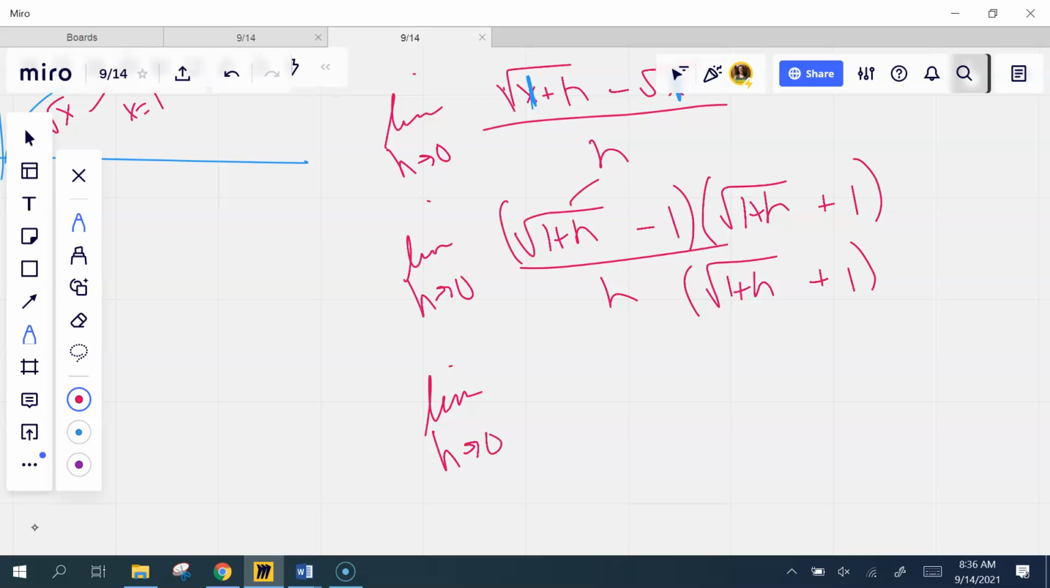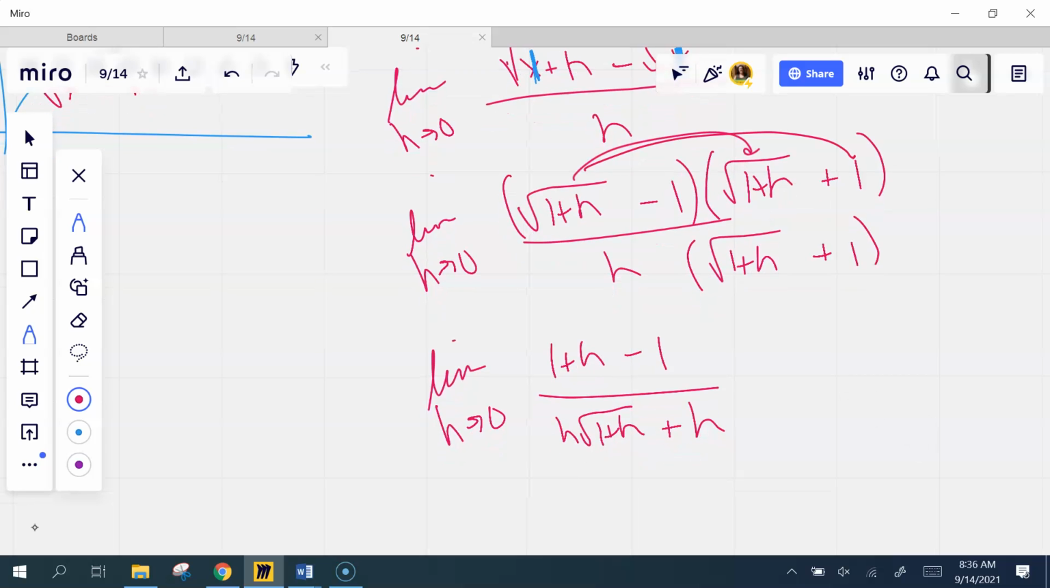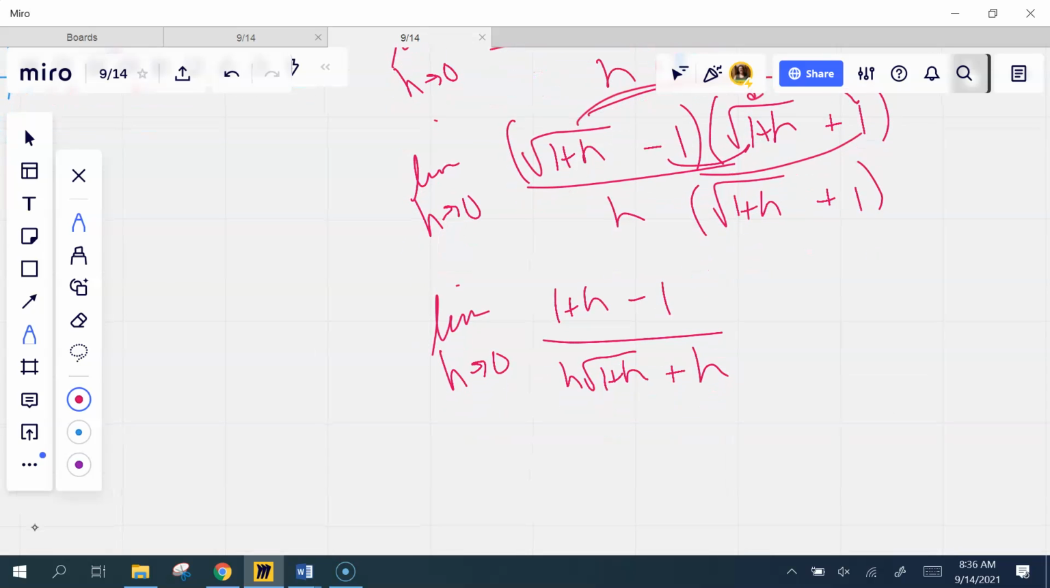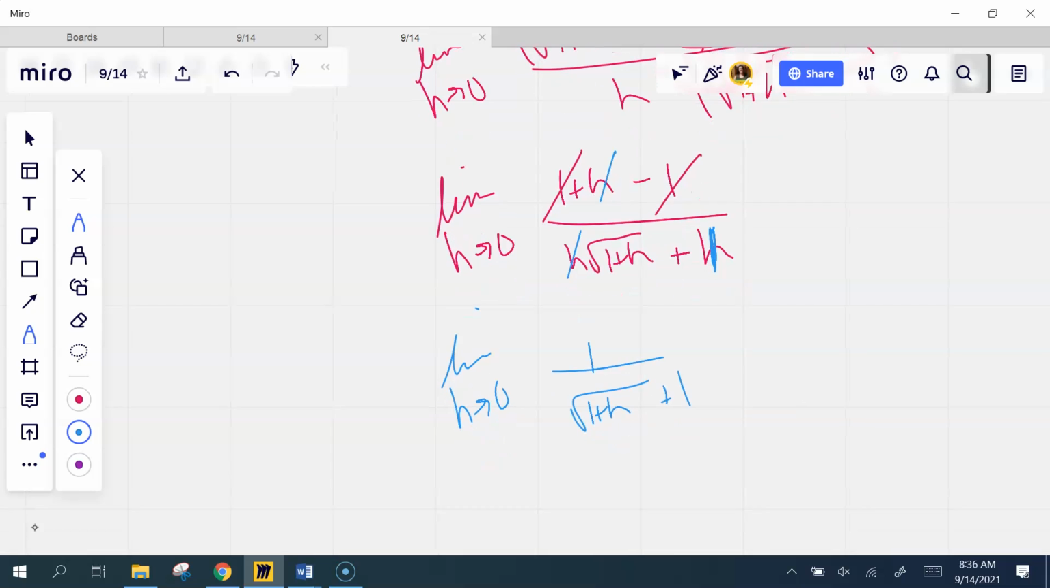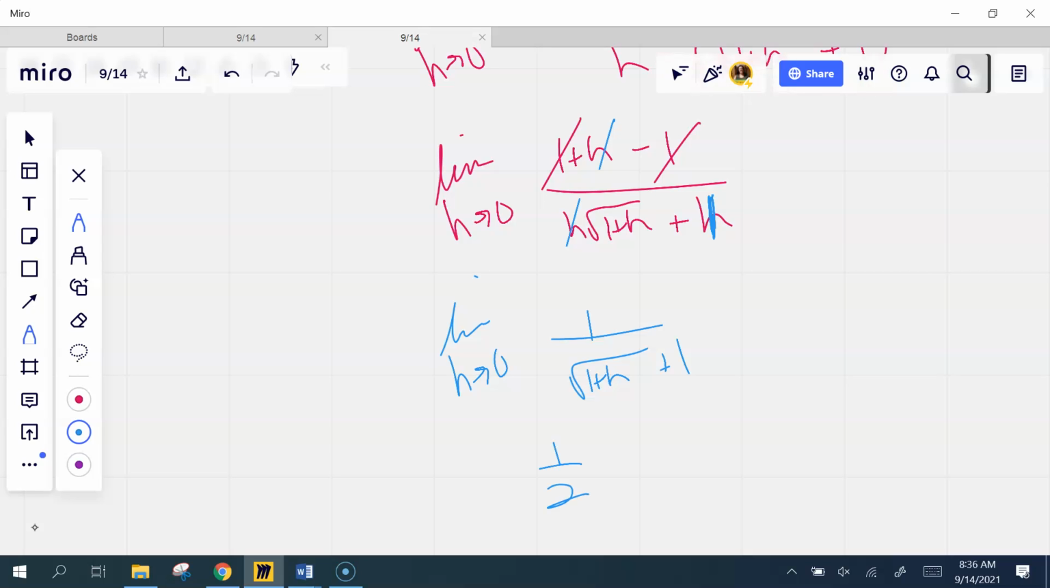This would be 1 plus h, the middles are going to cancel, minus 1 over h. So when you do that, it just gets rid of the square root. The middles will cancel out, because that'll be plus root minus root, and then you multiply that last one together. Then you've got h over h, which is a 1 there. So it would be the limit as h goes to 0 of 1 over the square root of 1 plus h plus 1, which would be 1/2 exactly.